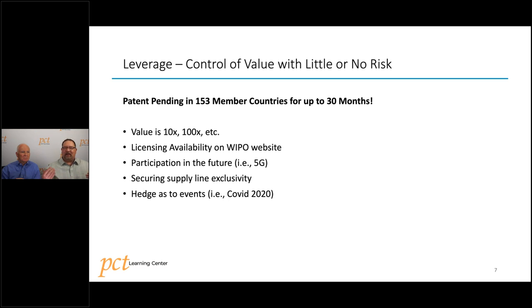It's the way the U.S. used to be, the support the U.S. used to provide. So if you're not familiar with what's going on with WIPO and EPO, you really need to familiarize yourself, because it really is opening up an entire new world.